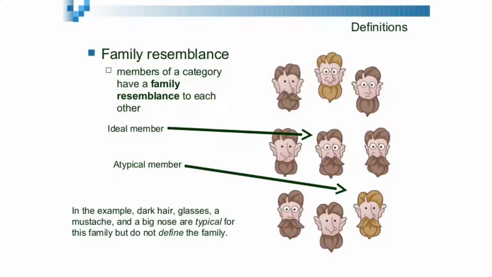It doesn't mean that every single one of them has to have these traits. Not everyone has dark hair, not everyone has glasses, not everyone has a mustache, not everyone has a big nose. Those are very typical attributes, but they are not necessarily present in each and every one of the members of this family. This is what we call family resemblance.